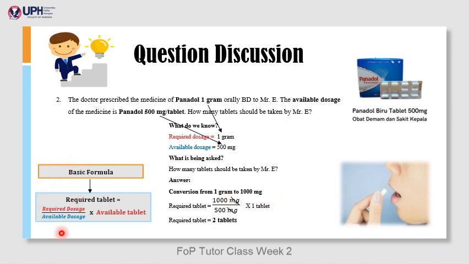So the basic formula stays the same: required dosage divided by available dosage, multiplied by the available tablet. So you'll have 1000 milligrams divided by 500 milligrams, the available dosage, and multiply with the tablet, one tablet. So it will be 2 tablets. So in one time of taking medication, Mr. E needs to take 2 tablets of Panadol.